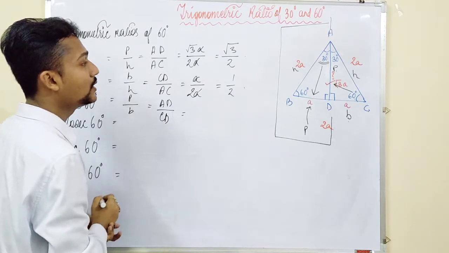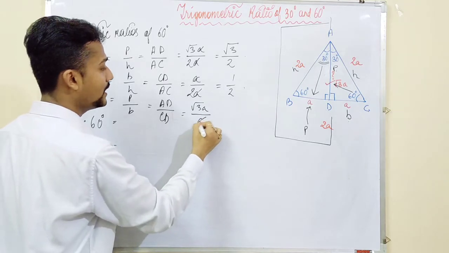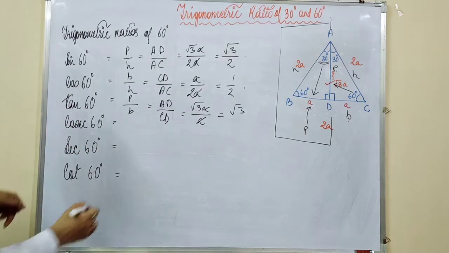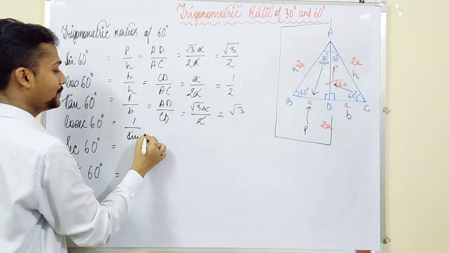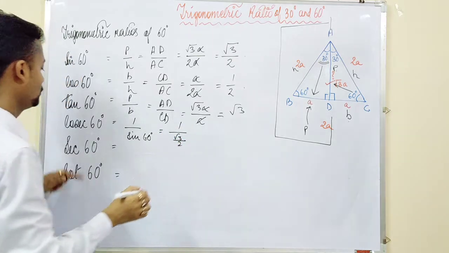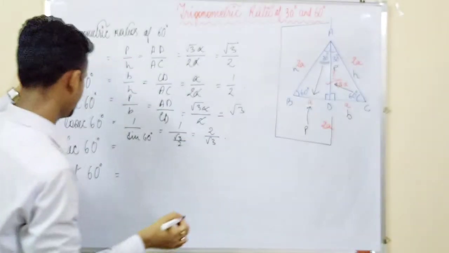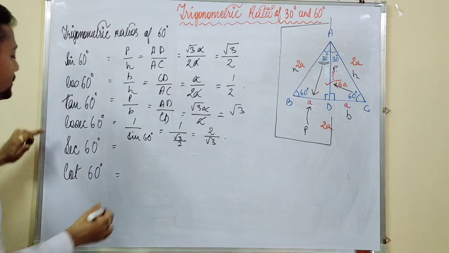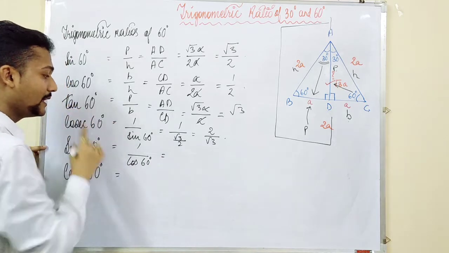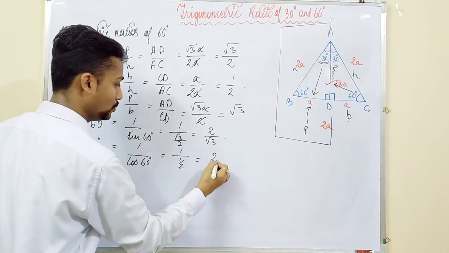AD by CD is equal to how much? AD is equal to root 3a and CD is equal to a, so it is root 3. Now cosec 60 is equal to how much? 1 by sin 60. 1 by sin 60 degree is equal to 1 by root 3 by 2. Isn't it? It will be 2 by root 3. Sec 60 is equal to what? 1 by cos 60. Then 1 by cos 60 is equal to 1 by 1/2, which is 2.